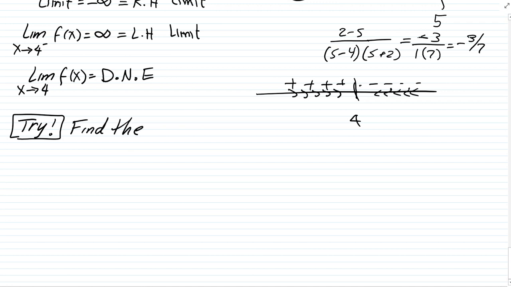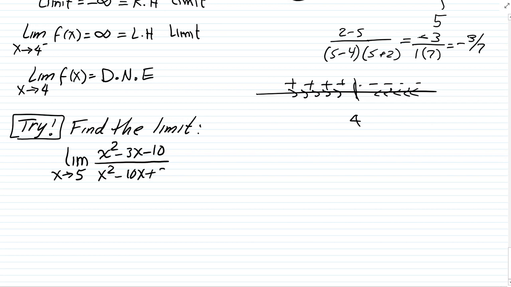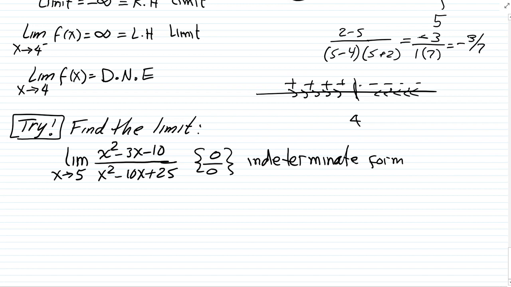So let's say you want to find the limit. This time, try finding this limit: the limit as x approaches 5 of x squared minus 3x minus 10 divided by x squared minus 10x plus 25. Now, naturally you have a polynomial on top and a polynomial on the bottom, and you want to just plug the number into the polynomials. When you do, you're going to get 0 in the numerator and 0 in the denominator. That is an indeterminate form of the limit. In other words, 0 over 0 is not 1. Keep that in mind.